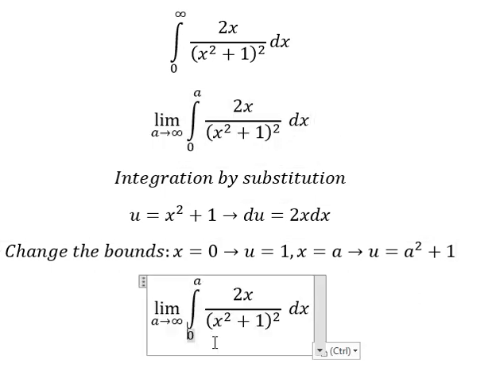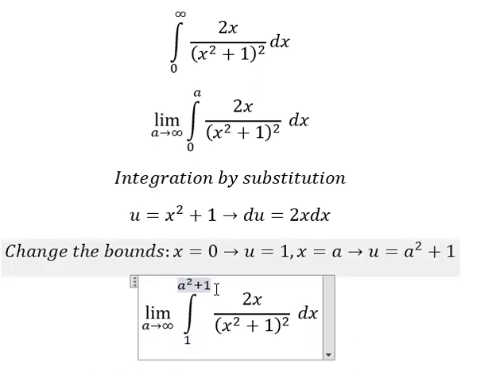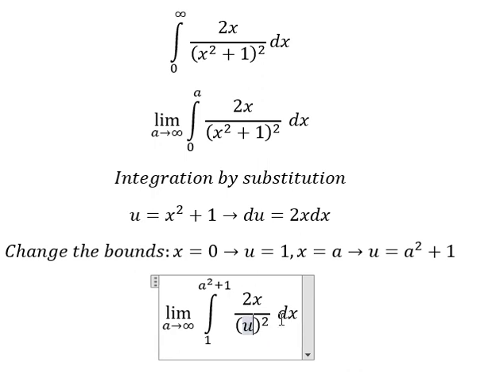So 0 we change for 1. a we change for a squared plus 1. This one we change for u. And ds we change for du.